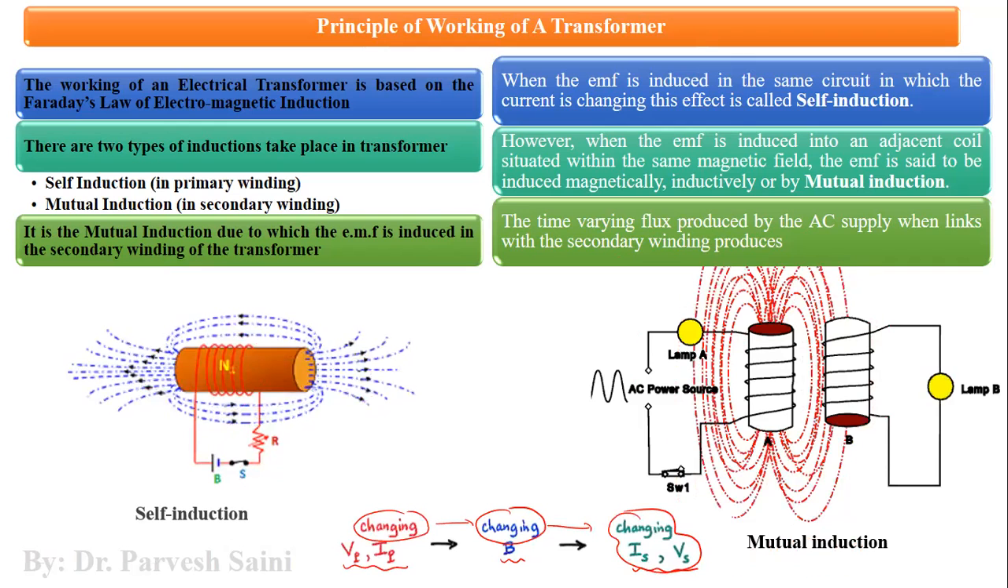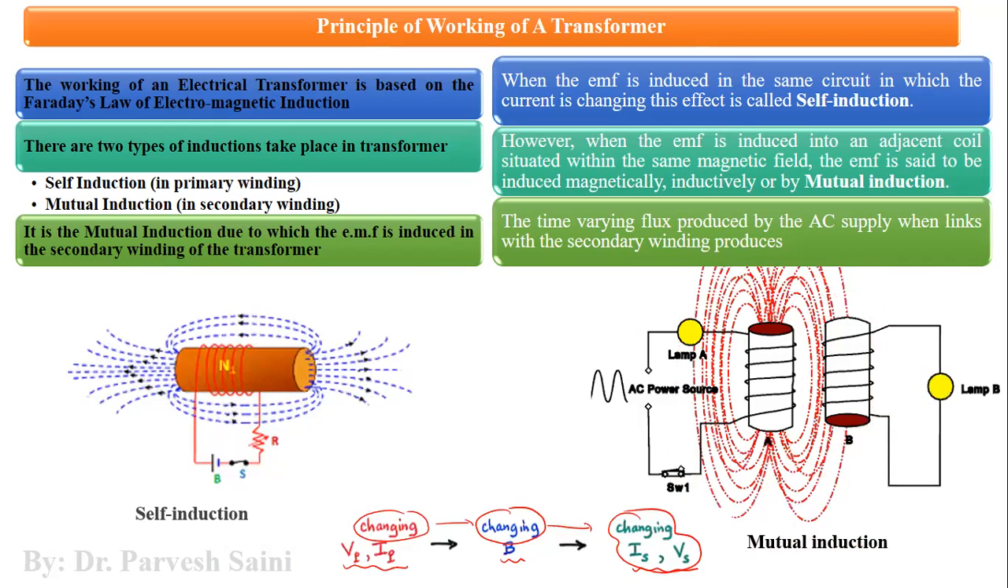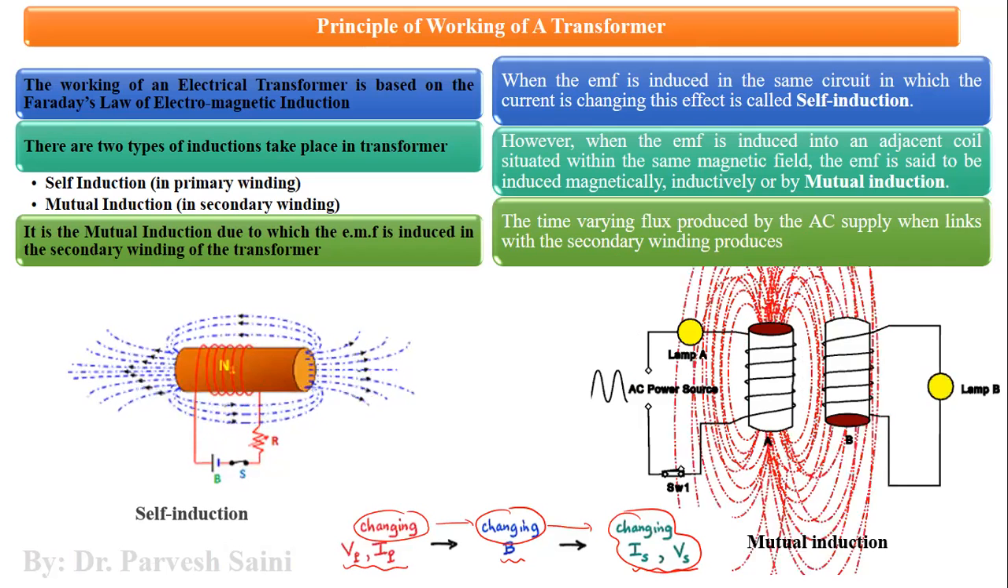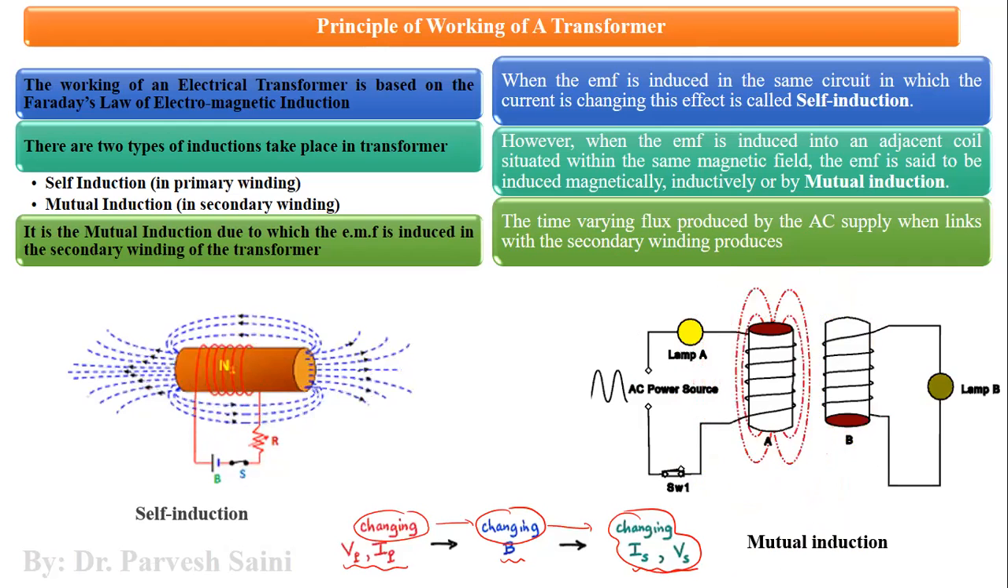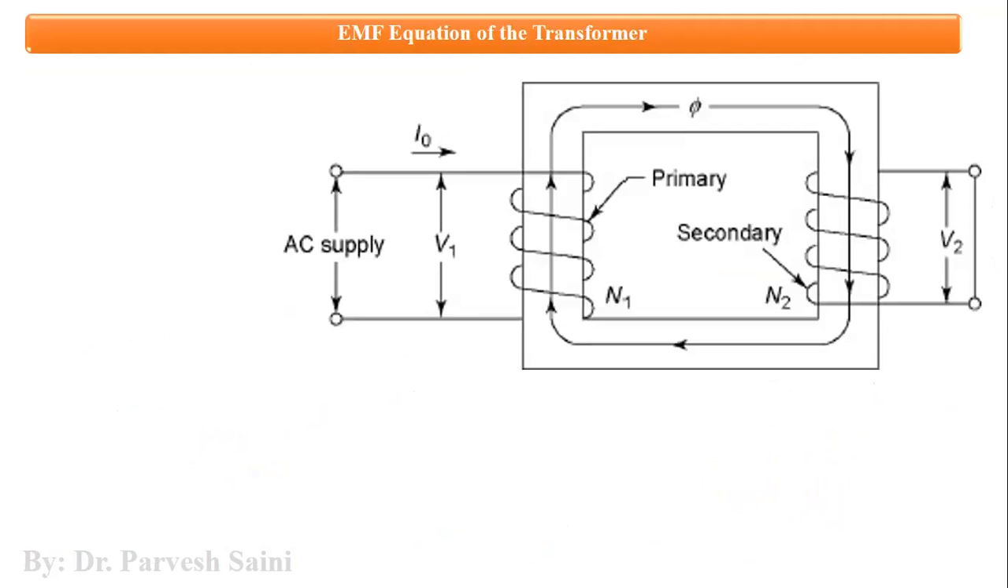Due to the self-induction, an EMF is induced in the primary winding of the transformer, and due to the mutual induction, an EMF is induced in the secondary winding of the transformer, because we need the current to flow in the secondary winding, because the load is connected to the secondary winding. So we can say that the principle of working of a transformer is mutual induction. Now let us come to the EMF equation of the transformer.